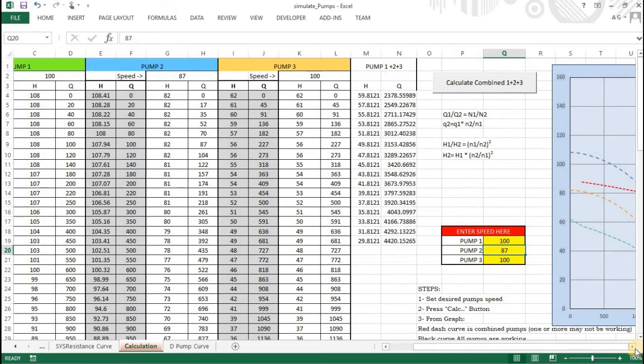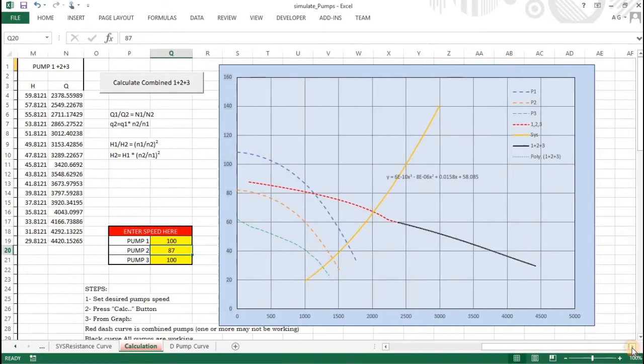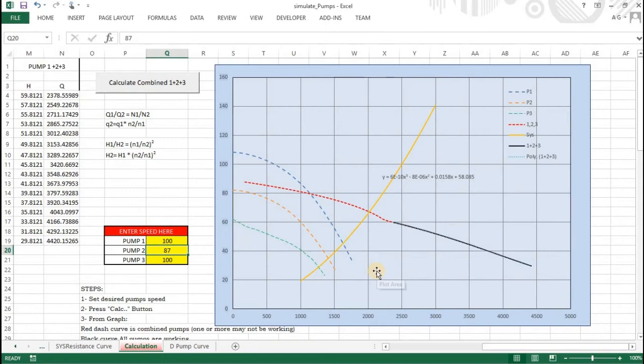And to the right, we have the graph, which will show us pump 1, pump 2, pump 3, pump 1, pump 2, pump 3. This is 100, this is 87, this is 100. So the pump 1 and 2 are identical. So if I put this as 100, we'll find the two curves are, one is behind the second. P1 and P2 exactly the same. Pump 3 is completely different pump here.